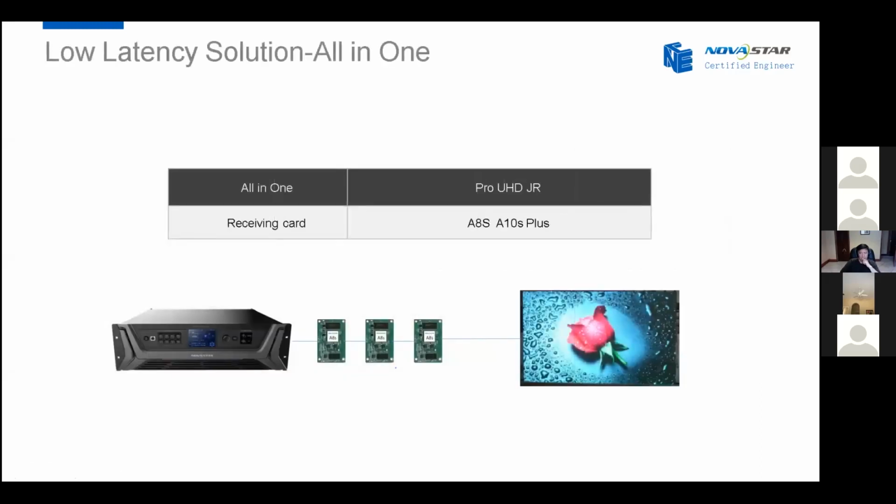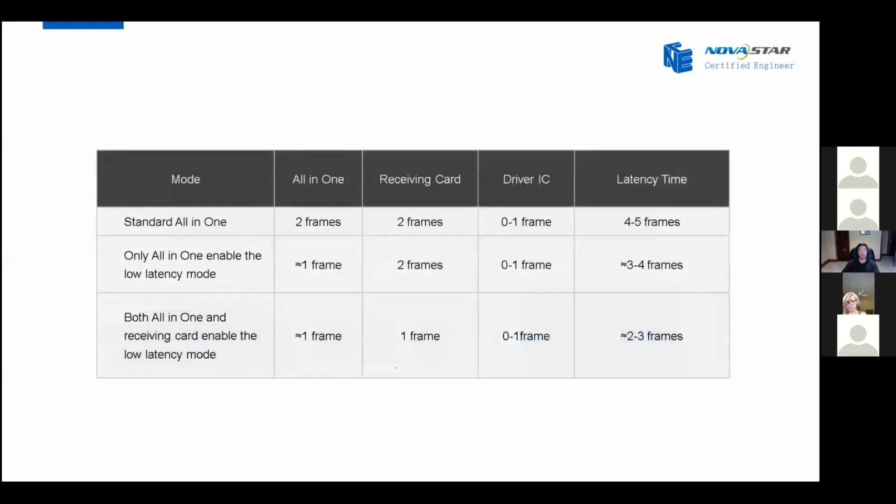For the all-in-one controller system, we have the Pro UHD Junior, which can support low latency. For the receiving card, we still need to use the 8S and 810S Plus. What is the latency improvement for the all-in-one controller system? We have another chart here. For the standard all-in-one controller system, as we mentioned before, the total latency is 4 to 5 frames. When we enable the low latency feature on the all-in-one controller, its latency changes to close to 1 frame.